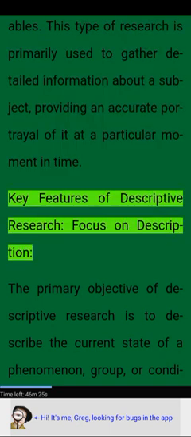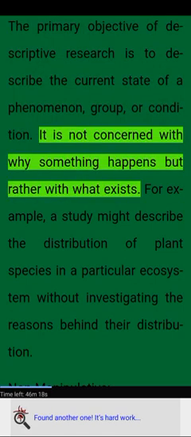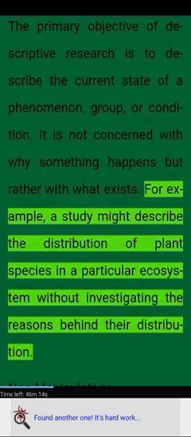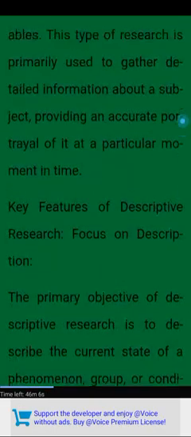Key features of descriptive research. Focus on description. The primary objective of descriptive research is to describe the current state of a phenomenon, group, or condition. It is not concerned with why something happens but rather with what exists. For example, a study might describe the distribution of plant species in a particular ecosystem without investigating the reasons behind their distribution. Non-manipulative. Unlike experimental research, descriptive research does not.